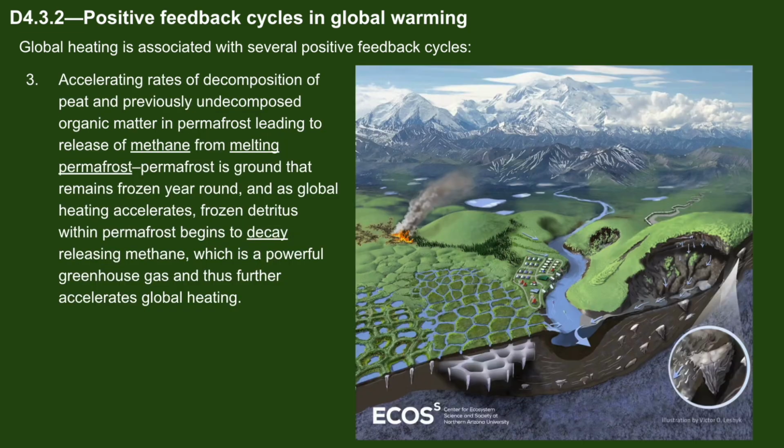Okay, accelerating rates of decomposition of peat and previously undecomposed organic matter in permafrost, which is the frozen layer of soil found in places like Siberia. Okay, this is going to lead to release of methane from that melting permafrost. And so then as we have heating, we're just going to have more melting permafrost in a positive feedback cycle.